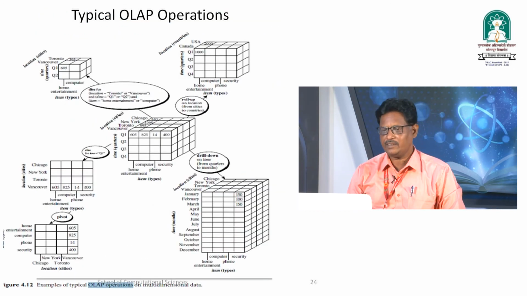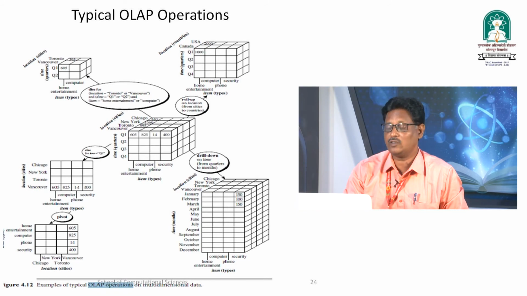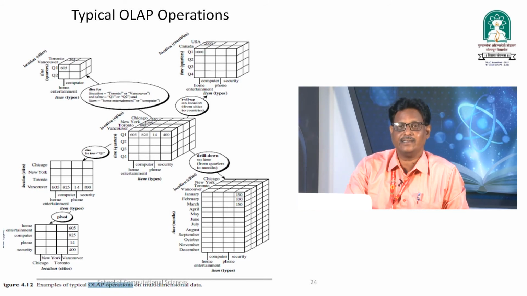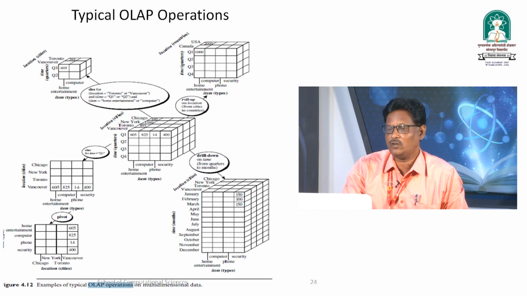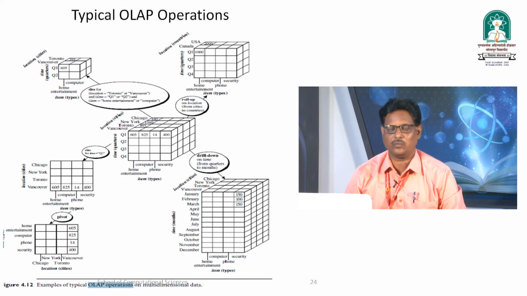Here I will explain typical OLAP operations. Now you have to focus on what kind of operations we can easily perform on OLAP. Here you will find there is a slice operation, dice operation, rotate operation, drill down operation and pivoting operation.